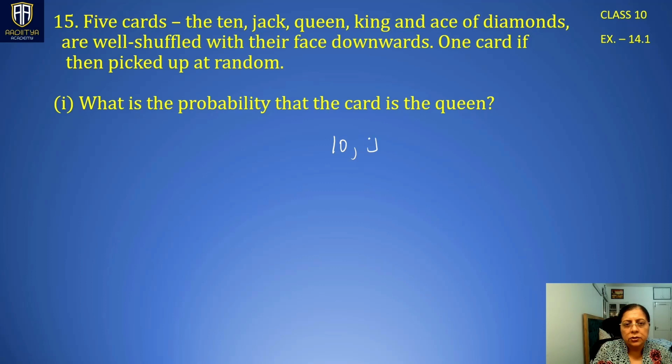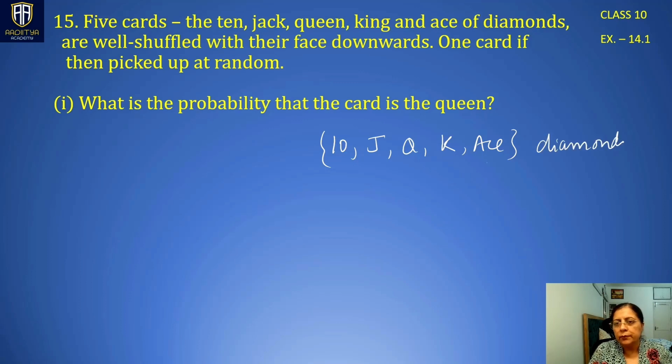10, Jack, Queen, King and Ace of Diamonds. Right? These are 5 different numbered cards. These J, Q, K are 3 face cards and 10 and Ace are 2 numbered cards of a particular suit which is diamonds. These are the 5 cards. Now one card is picked out of these 5 cards. They are shuffled first and then one card is drawn out of it. So what is the probability that the card is the Queen?